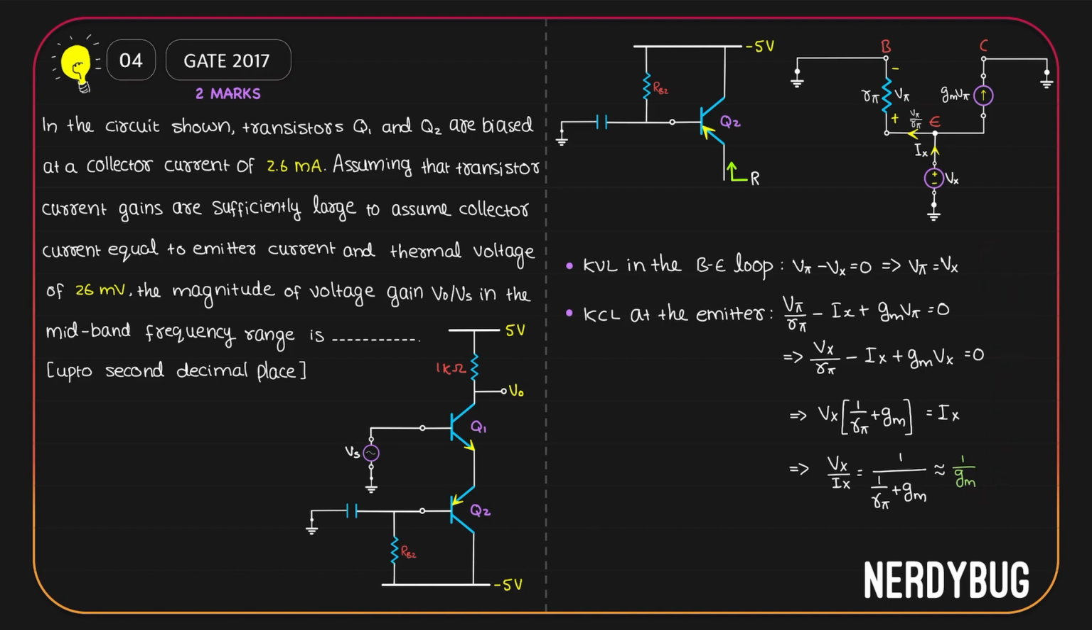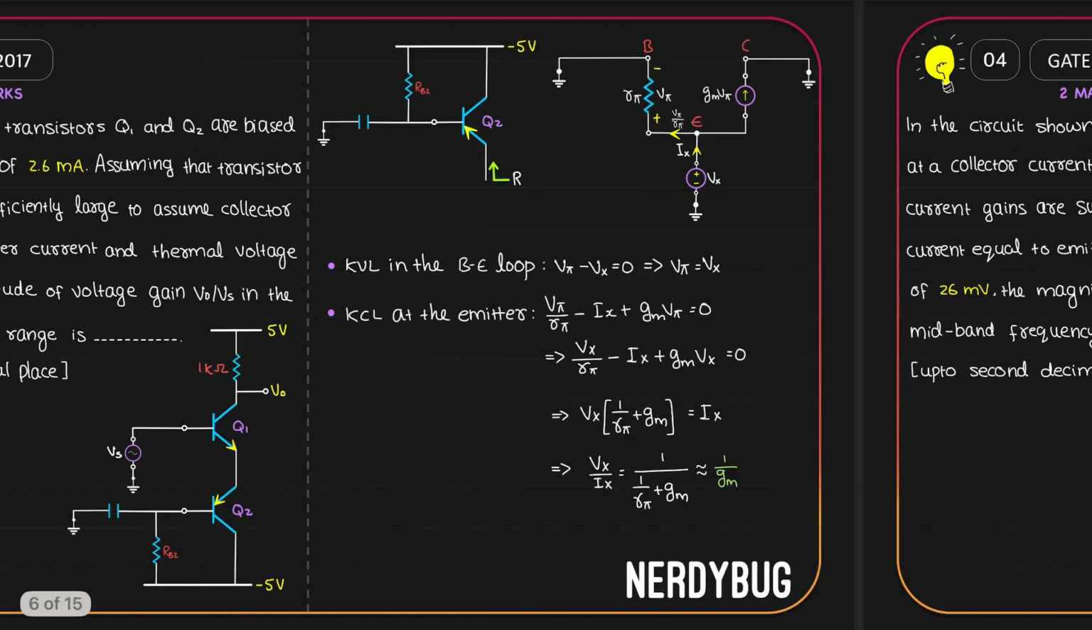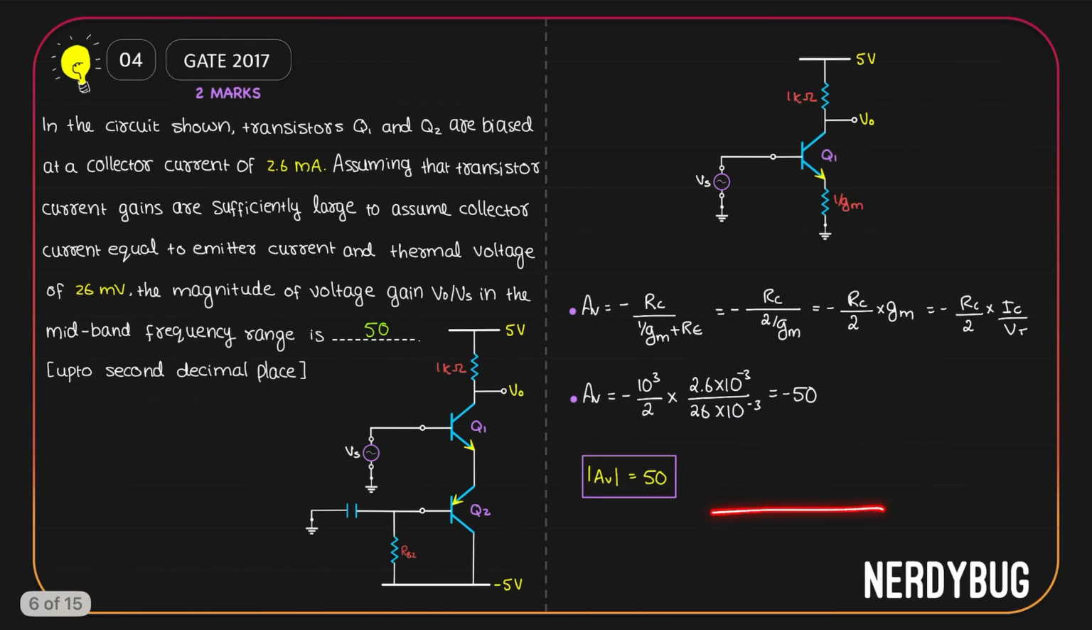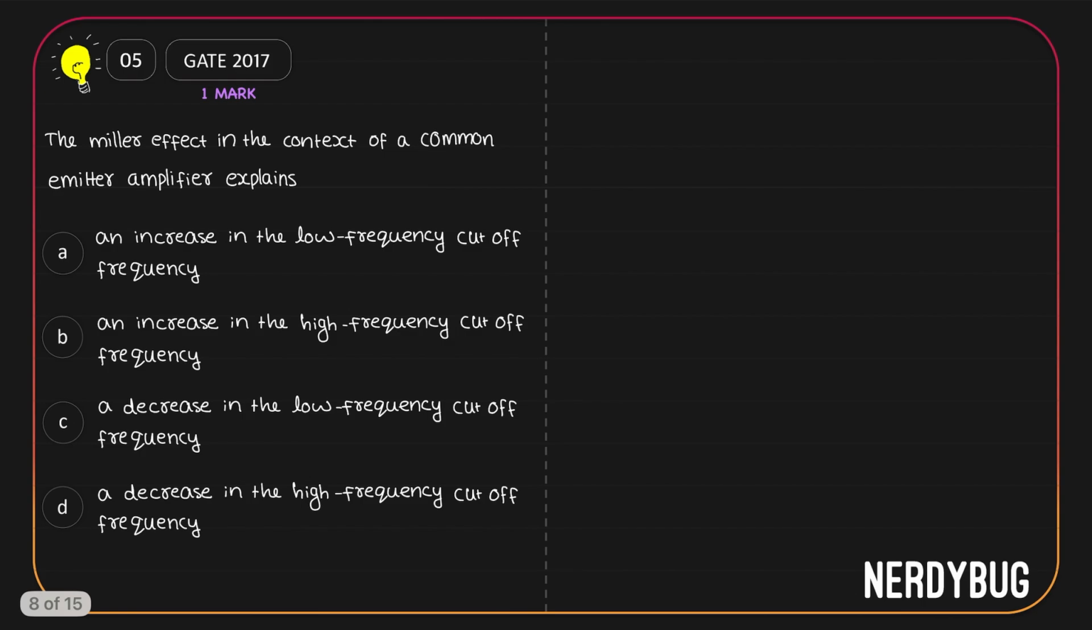So what I'm trying to tell you is that this problem shouldn't have taken us that much time to solve. Once you understand that RB is being shorted by the capacitor, you should be able to recognize there is a diode connected load and replace it with a resistor of resistance 1 by gm. Once you do that, the problem should be solved well under 60 seconds because the only thing that is left is simple mathematics. Let us move on and see the next problem.